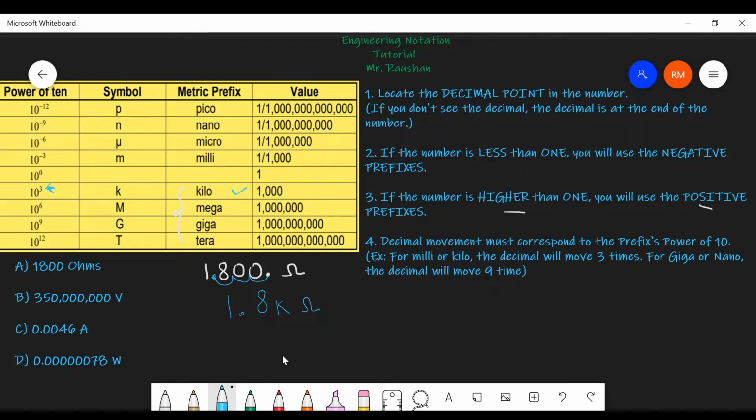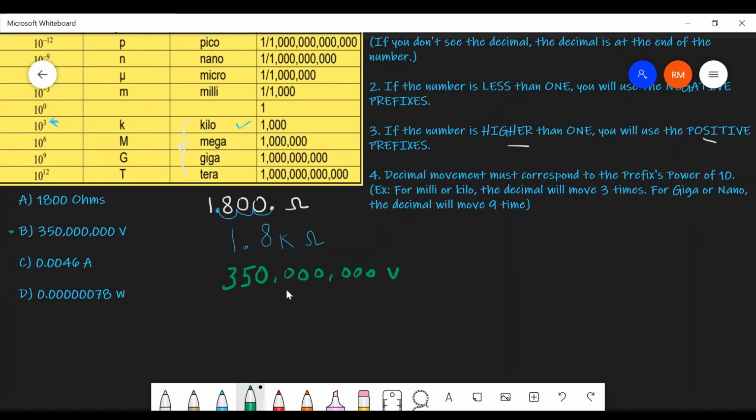Now let's solve for B. What does B say? The number for B is 350, and then we have 6 zeros after that. And what's the unit? Volts. The unit is volts. I'm going to move the screen up a little bit.